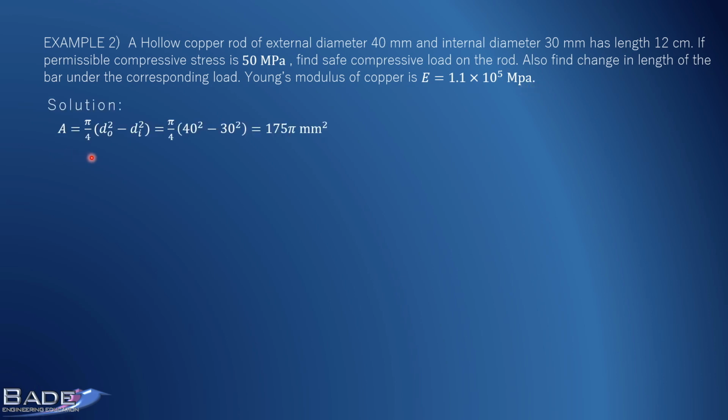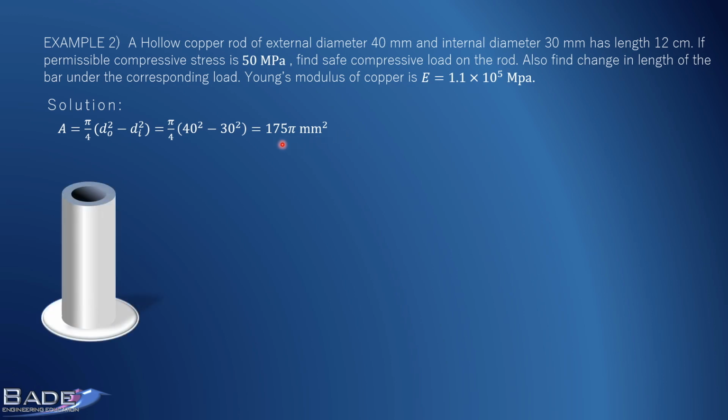Area is pi d squared by 4 if it is a solid cross section, but it is a hollow cross section. So pi d squared by 4 for the outer cross section, consider outer diameter, minus pi d squared by 4, that is the removed cross section. So in the bracket it should be outer diameter squared minus inner diameter squared. So complete all calculations, and this is how we have found the cross-sectional area.